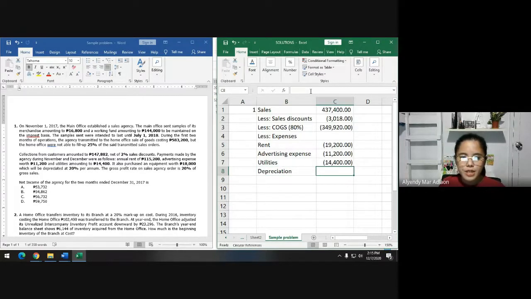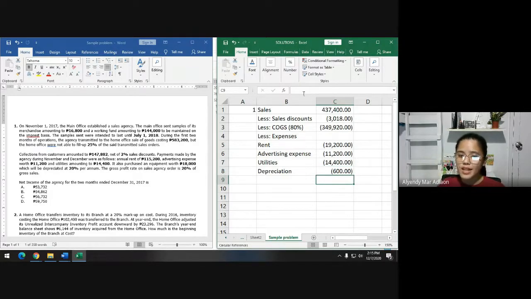Okay, so for the depreciation, that is 18,000 pesos times 20%. But take note that this 20% is still annual. Okay? 20% per annum. Since it is only 2 months, we again have to get the proportion of the 2 months period ended. So times 2 over 12. So that is 600 pesos depreciation.